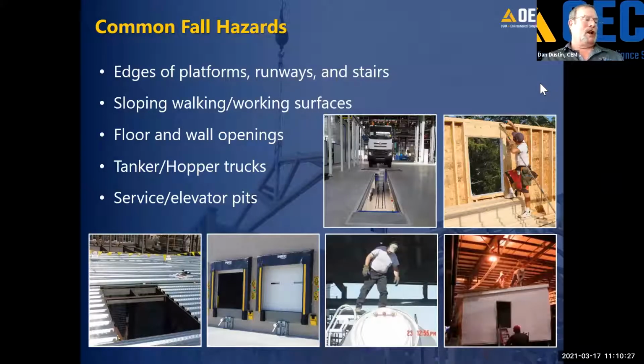So common fall hazards that we would find. And keep in mind that we're looking at both construction and general industry examples here. The edges of platforms, runways, and stairs are good examples. Sloping, walking, and working surfaces. In other words, if I can slide off the edge, I have to address the fall protection standard as well. Floor and wall openings. If there's a danger of falling through an opening in a wall or through an opening in the floor.